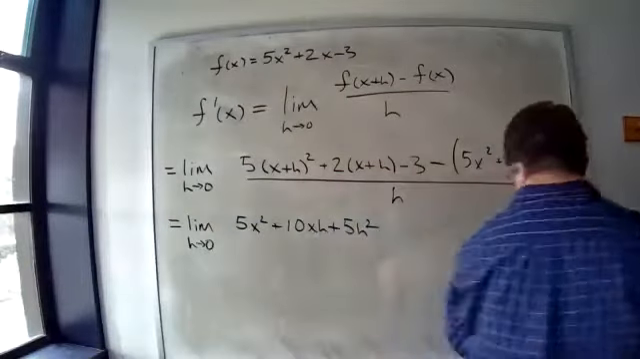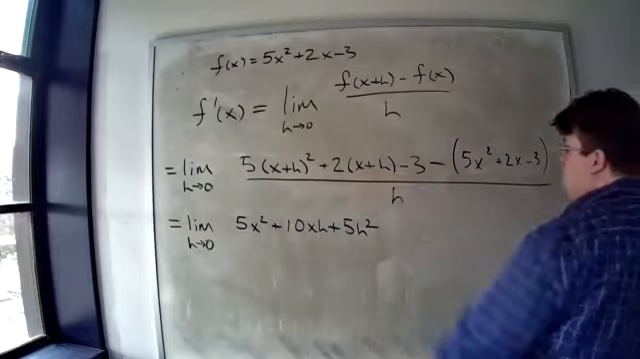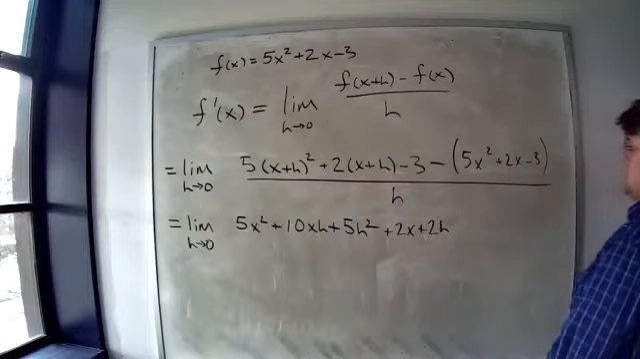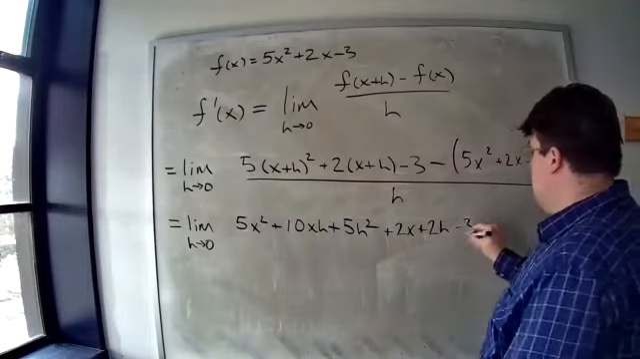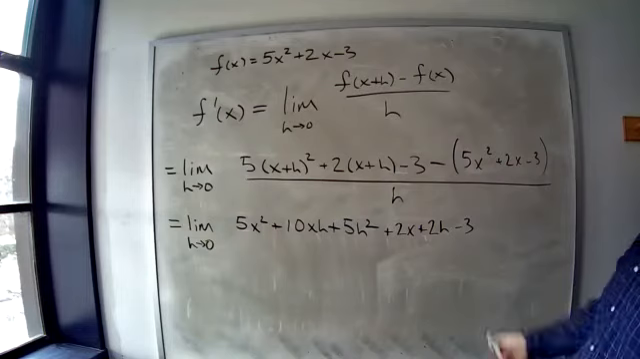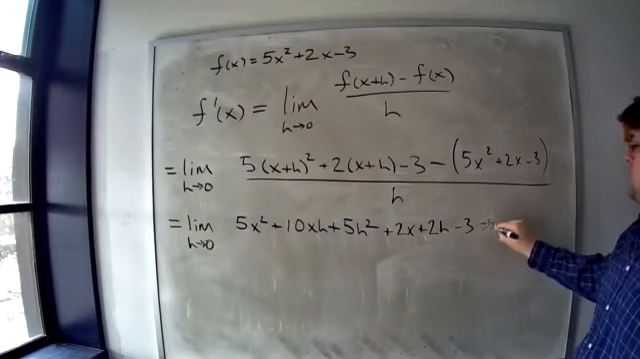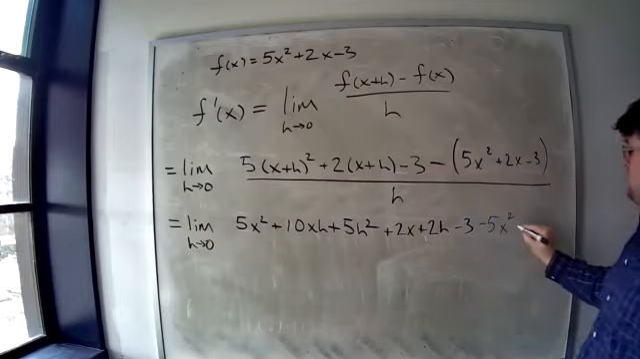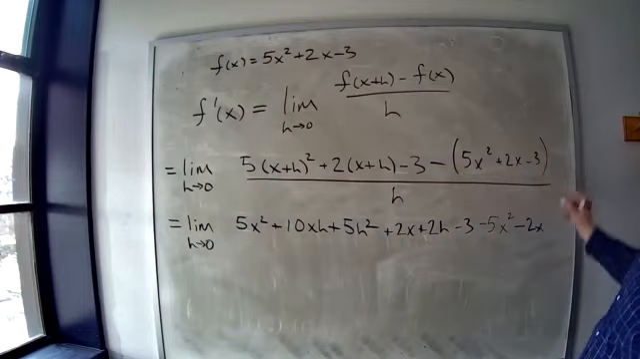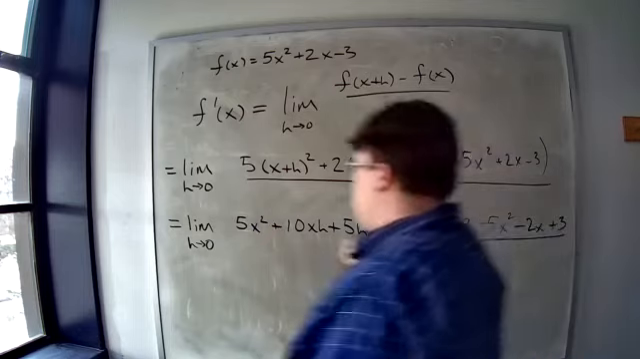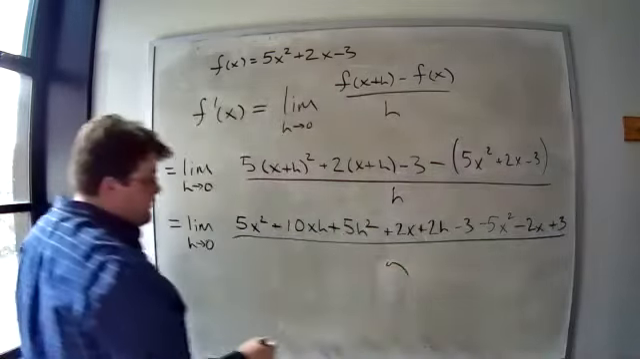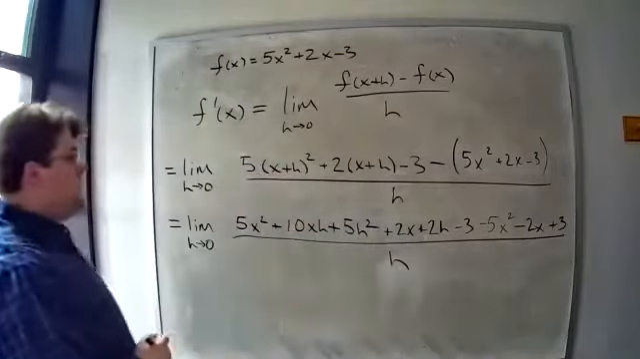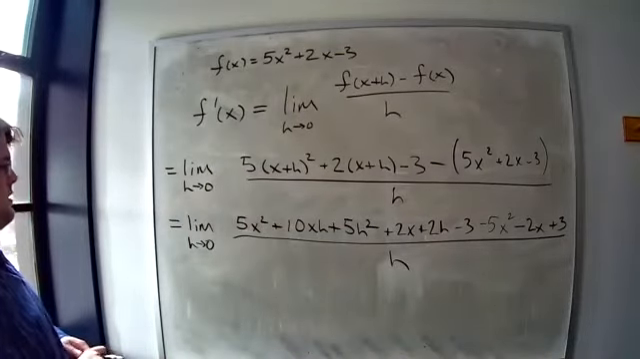Well, okay, that's some algebra we can do. What else do we do? Well, we can distribute that too. So we have 2x and 2h. There's nothing we can do with that negative 3, except be sure that we write it. What else do we have? Negative 5x squared. Let's distribute this negative. Negative 5x squared, negative 2x, and negative of negative 3, which is positive 3. So we simplify the numerator and we have all of that.